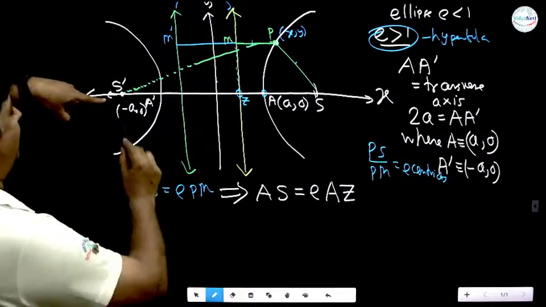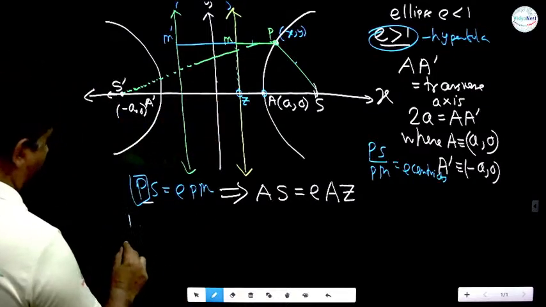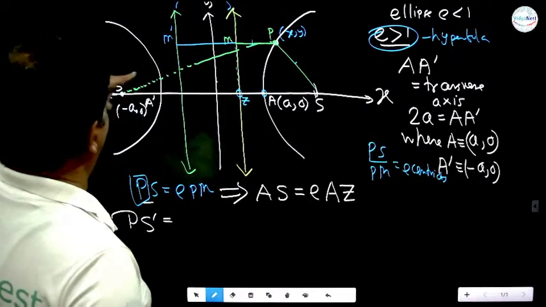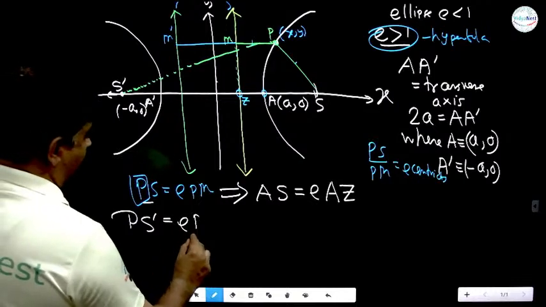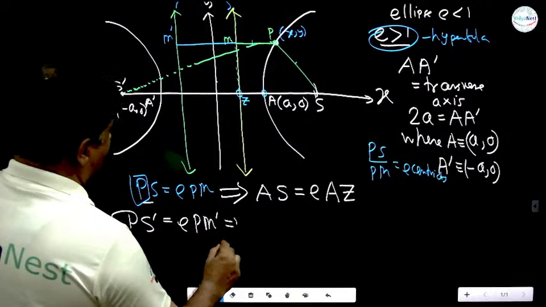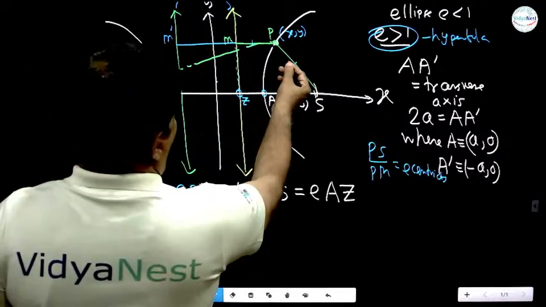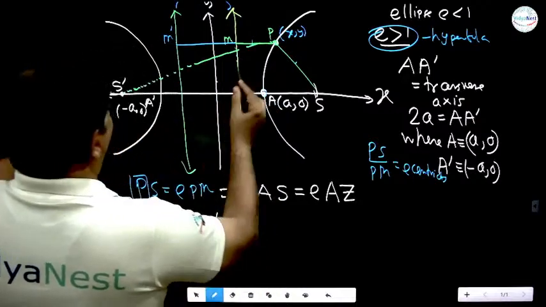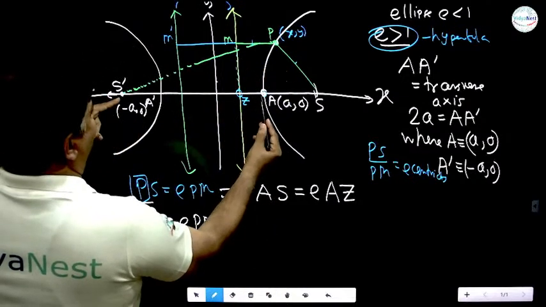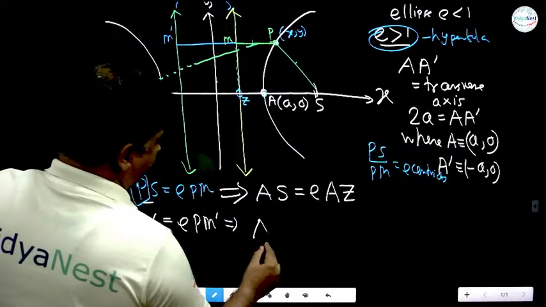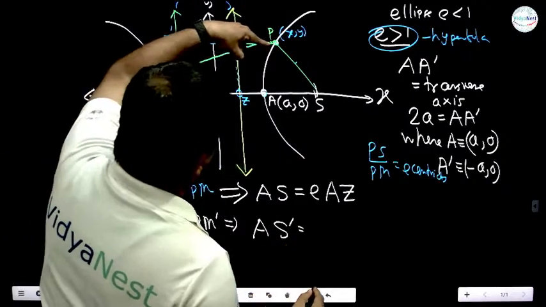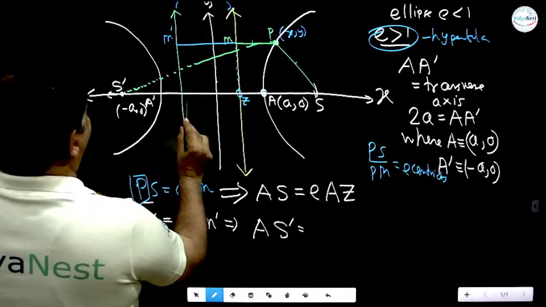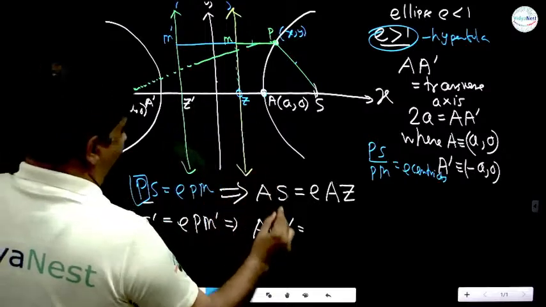Similarly, if I consider from this side, PS dash is equal to EPM dash. Now if P comes down along this curve, once it reaches A, PS dash has become AS dash. Yes or no? Yes, sir. Then PM dash will become AZ dash.